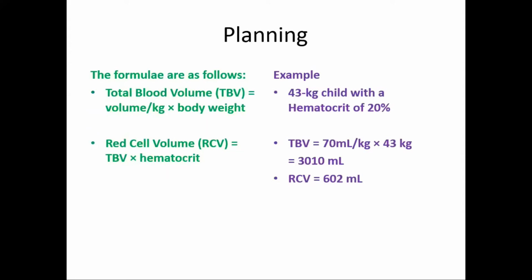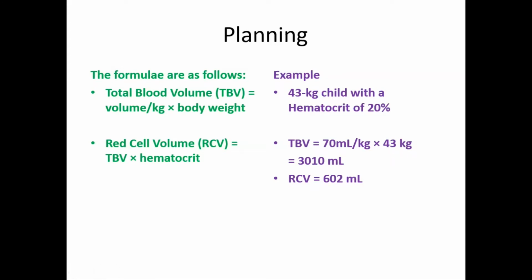Once you identify the patient's demographics, we are going to identify the blood volume manually. So we commonly use this formula: weight times ml per kg body weight. For example, this is a 43 kg child with a hematocrit of 20%. Okay. So the blood volume will be 70 into 43. That's around 3 liters of blood.